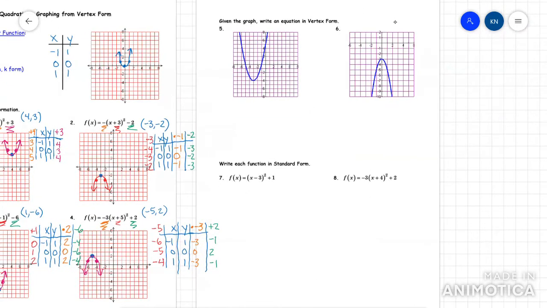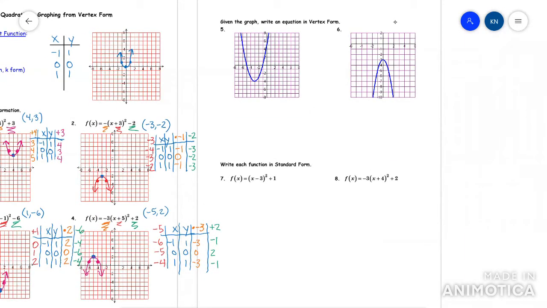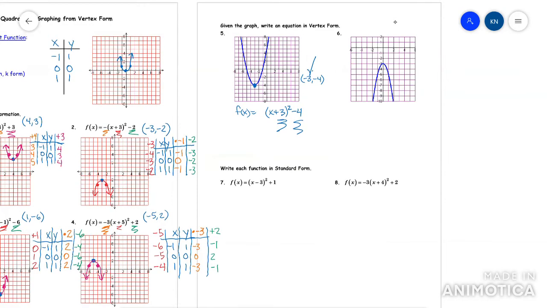Next up, they give me the graph and they want me to write an equation in vertex form. So to do this, the first thing you should do is identify your vertex, which here it's at -3, -4. So I know my equation is going to look something like this. You kind of just write that equation where it would make your vertex work. Just remember the x is the opposite here. So instead of -3, you should have written +3.